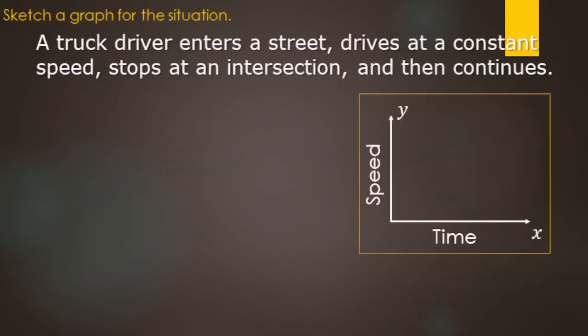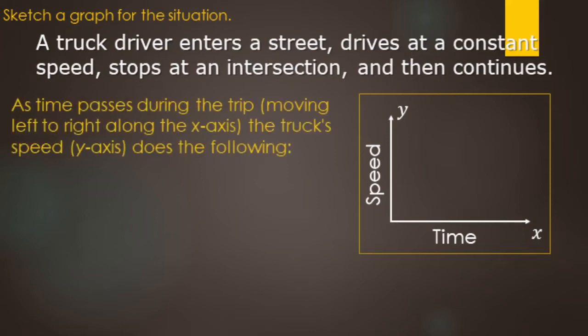All right, so now we're going to go to sketching graphs. So here's a scenario here. A truck driver enters a street, drives at a constant speed, then stops at an intersection, and then continues. So here we go. What's happening? We've got to look at our axes there. So we're going to do speed on the y-axis and then time on the x-axis. We also have horizontal or vertical axes there.